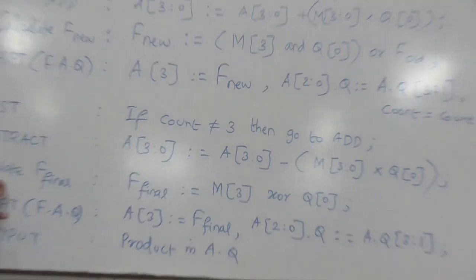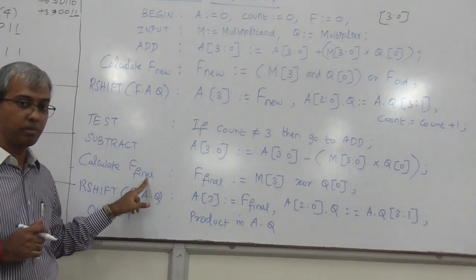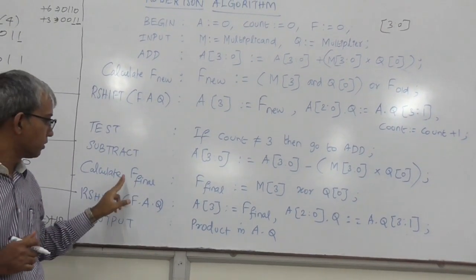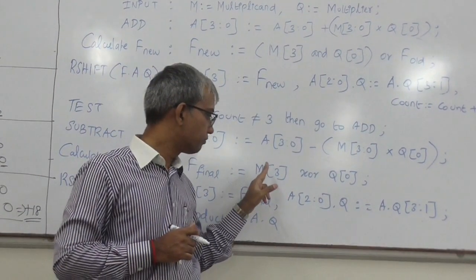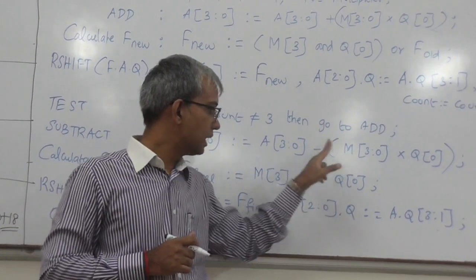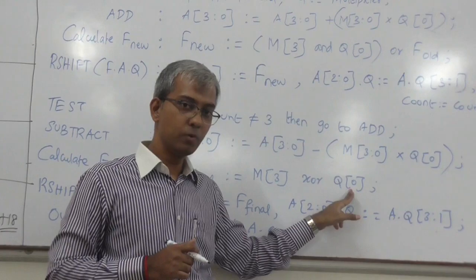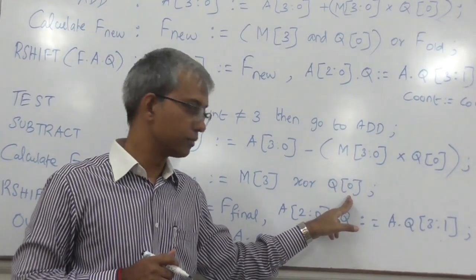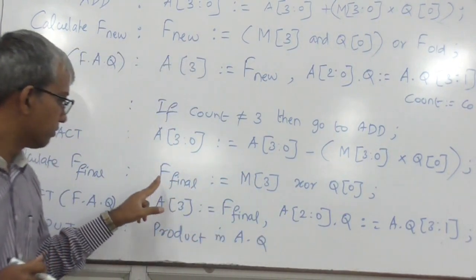And then in the final step, I am going to calculate F final. This formula is different from F new. For the final value of F, I take the sign bit of the multiplicand and the sign bit of the multiplier, which is available now in Q[0], the LSB of your Q register. These two values will be XORed. That will be your F final.